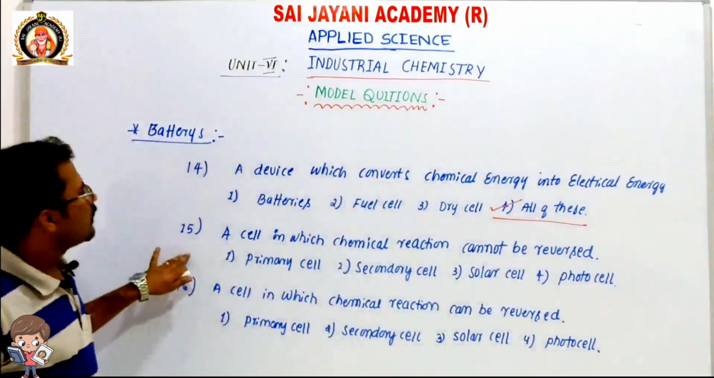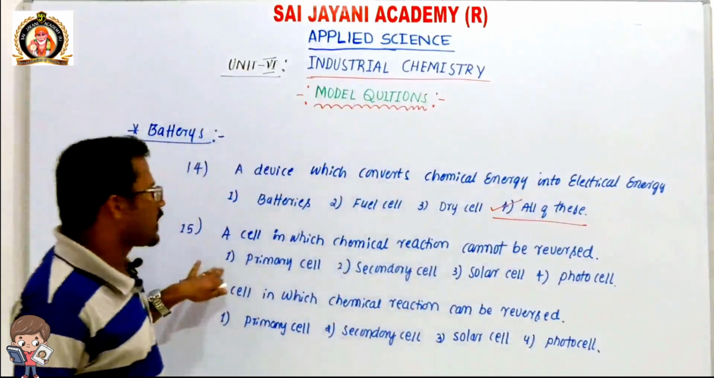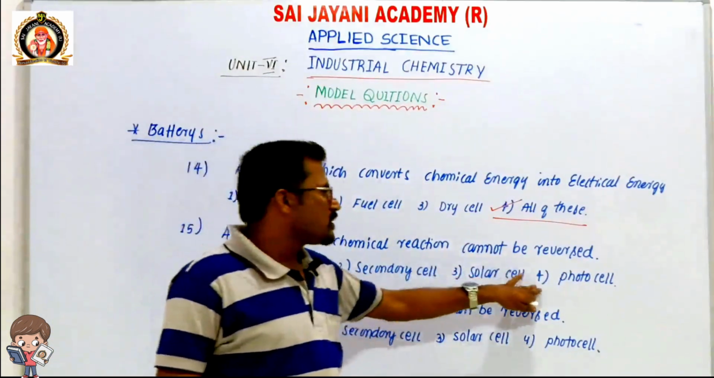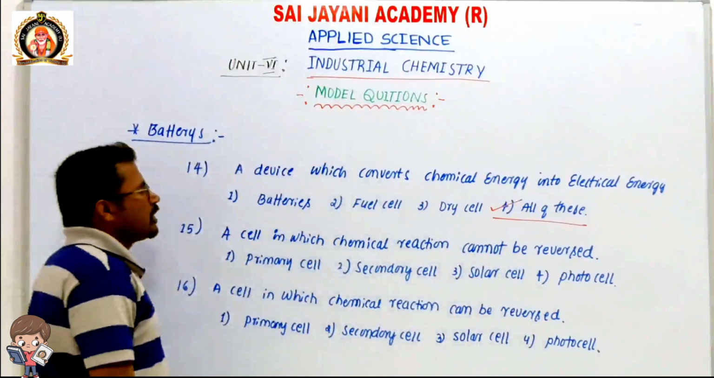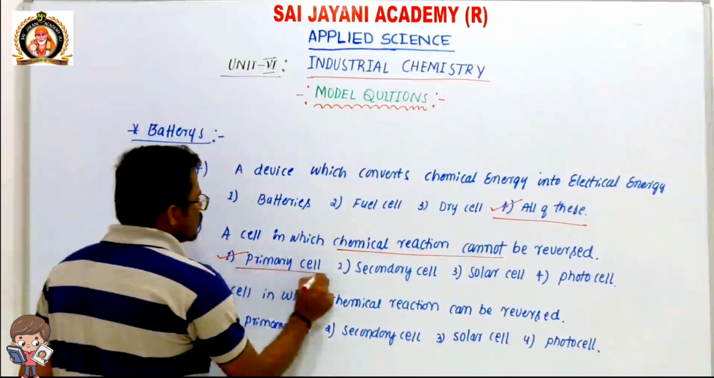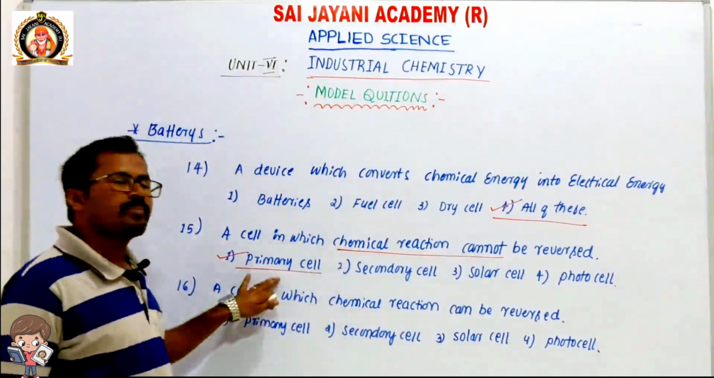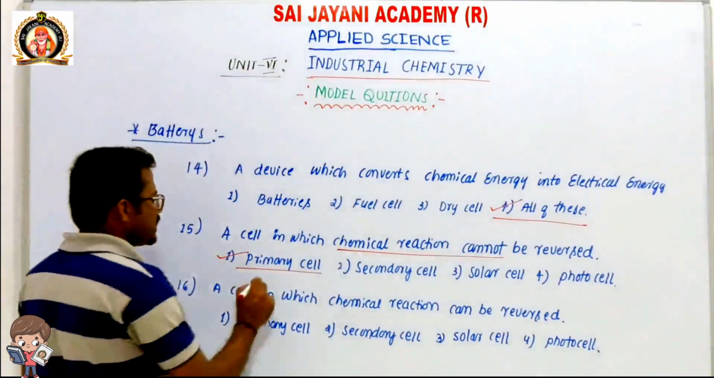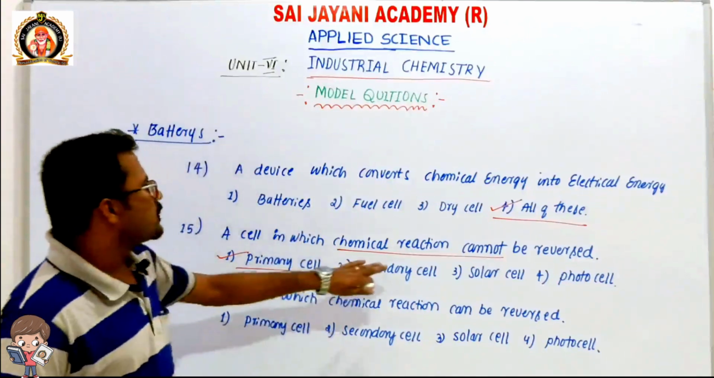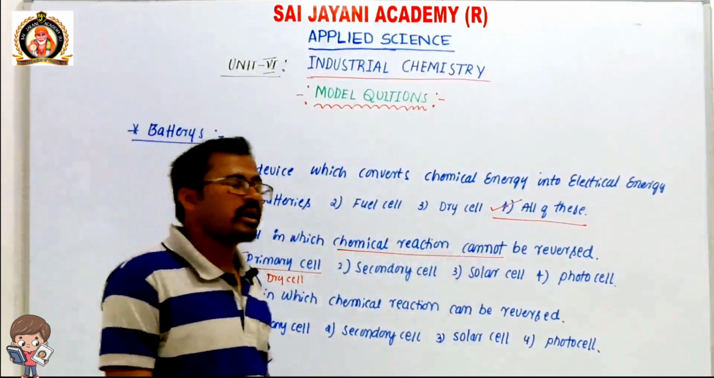Next, question number 15. A cell in which the chemical reaction cannot be reversed. Option 1 primary cell, option 2 secondary cell, option 3 solar cell, option 4 photocell. A cell in which the chemical reaction cannot be reversed is a primary cell. An example of a primary cell is a dry cell, in which we cannot reverse the chemical reaction. So option 1, primary cell, is the right answer.